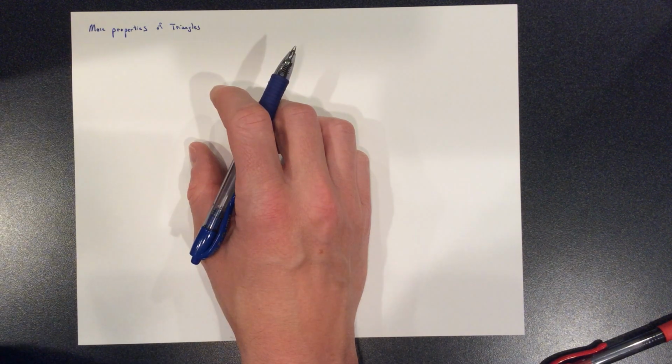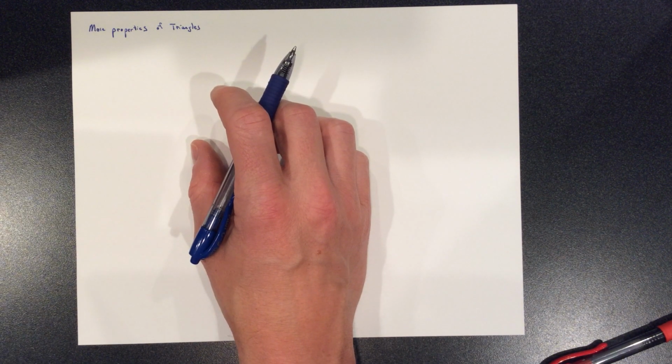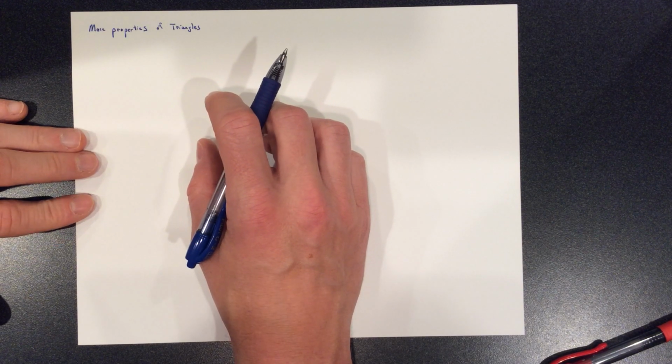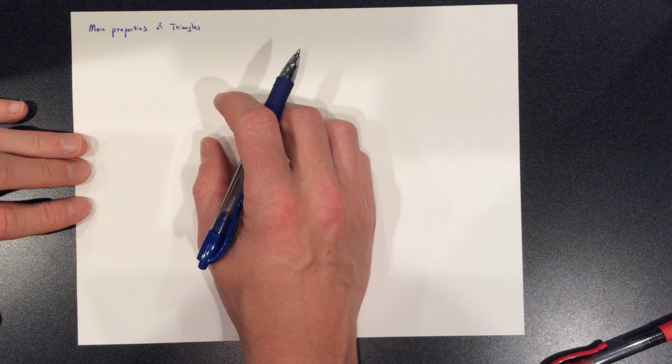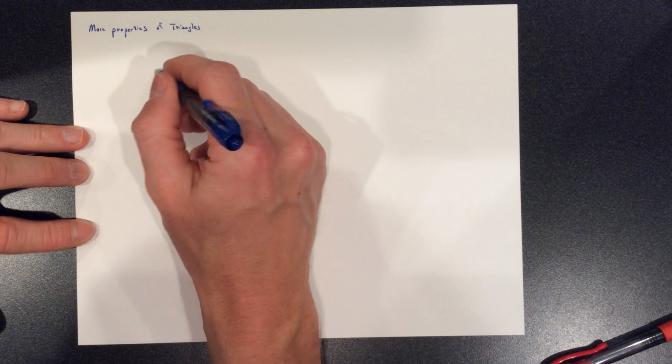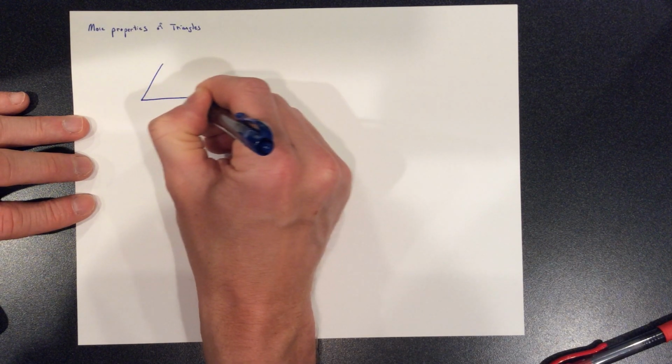All right, I titled this one just More Properties of Triangles. We're just going to continue to talk about triangles and add some things that the other video left out. So first, let's look at this triangle again.